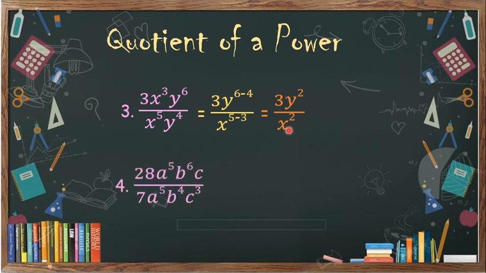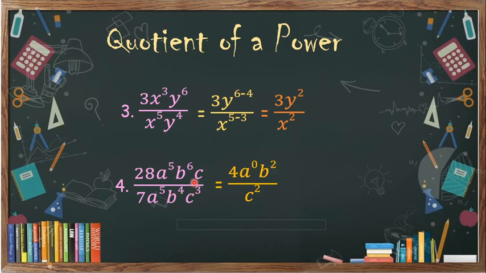Number 4. Divide 28 and 7. Then subtract the exponents of b and the exponents of c. 28 divided by 7, we get 4. a to the 5th divided by a to the 5th, that is a to the 0. For b, raised to 6 minus 4, we have here 2.